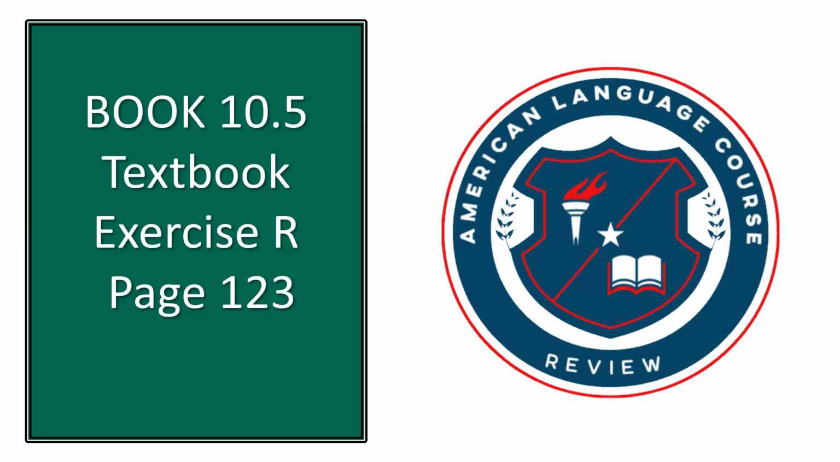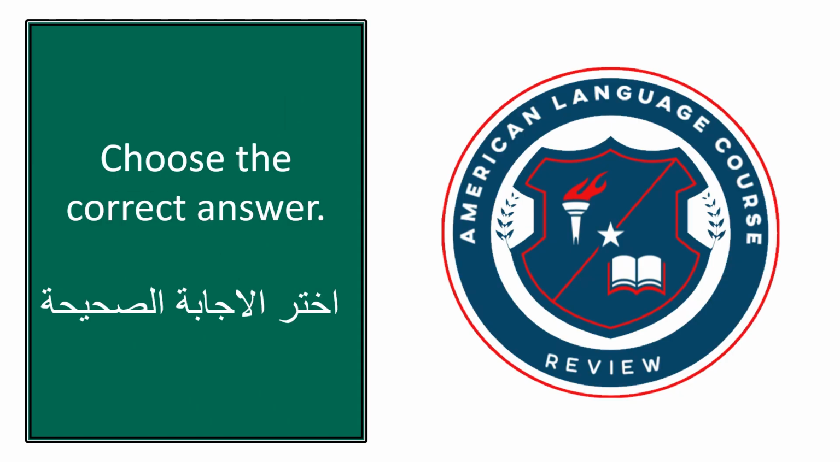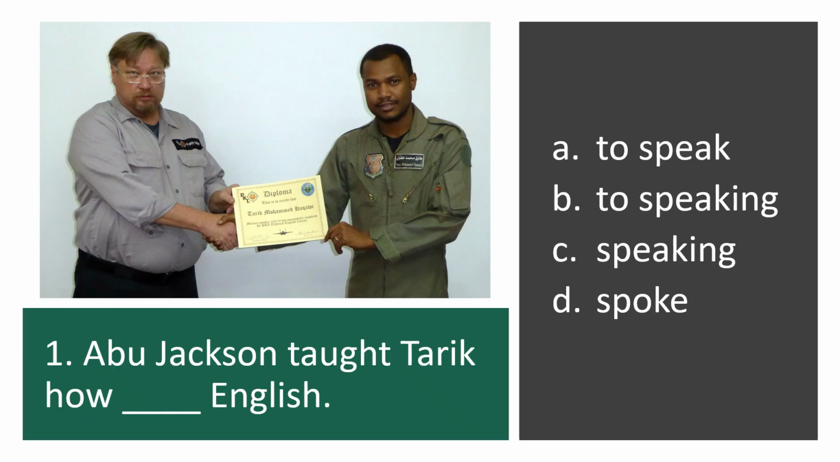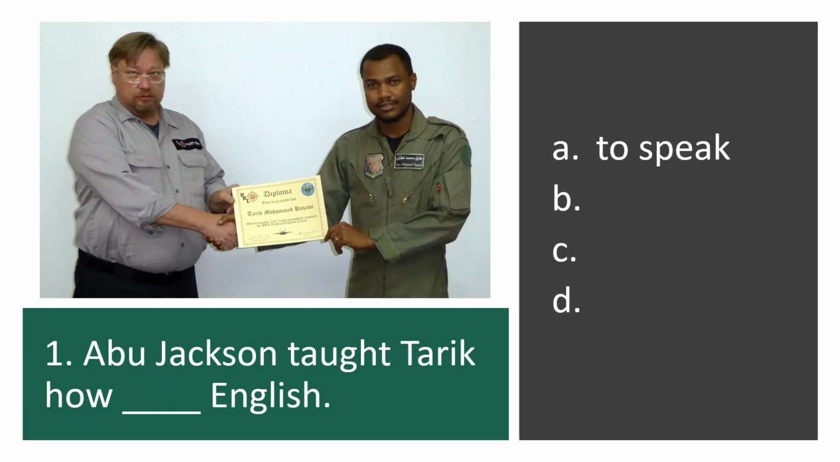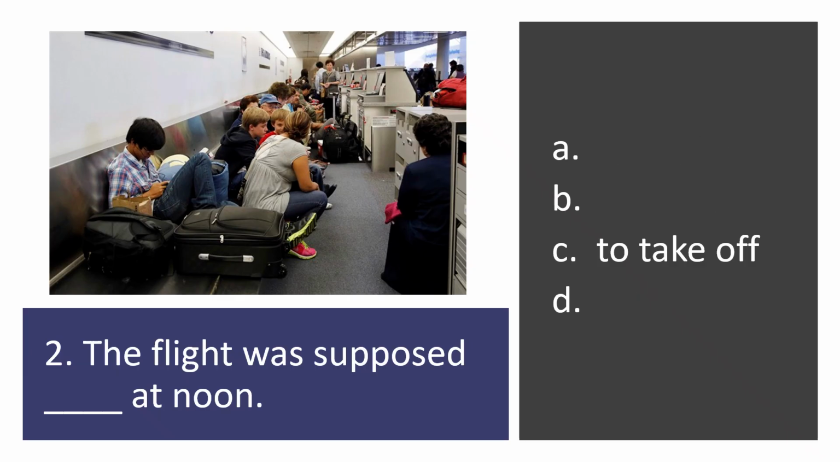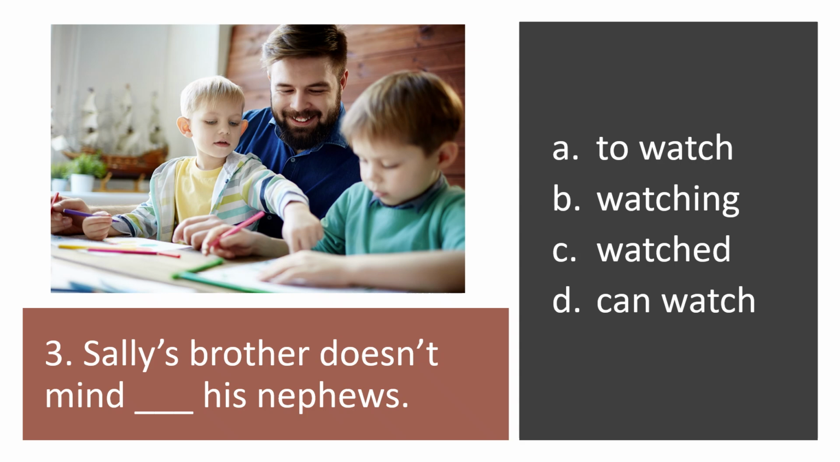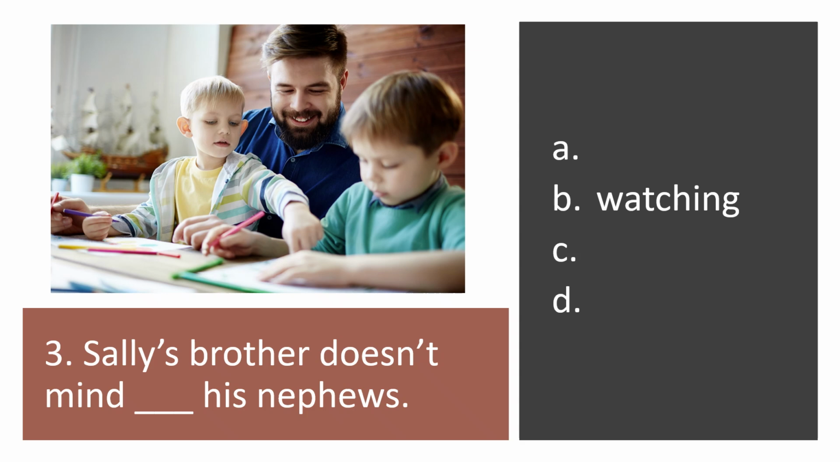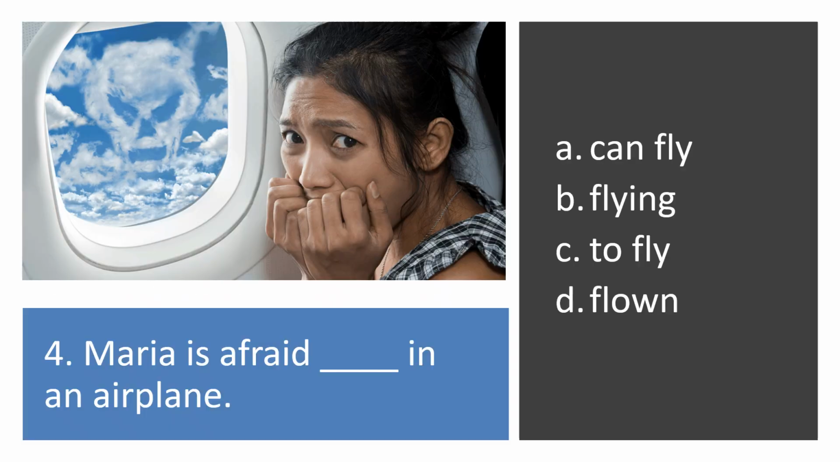Book 10, Lesson 5, Textbook Exercise Romeo, page 123. Choose the correct answer. Abu Jackson taught Tariq how to speak English. The flight was supposed to take off at noon. Sally's brother doesn't mind watching his nephews. Maria is afraid to fly in an airplane.